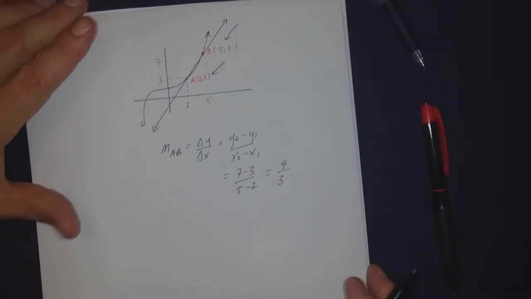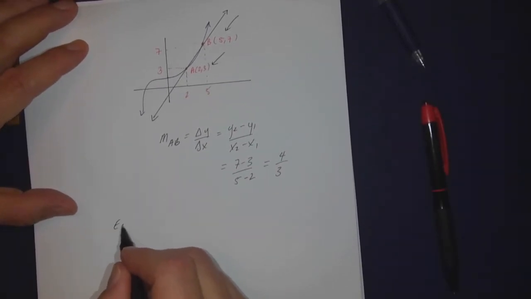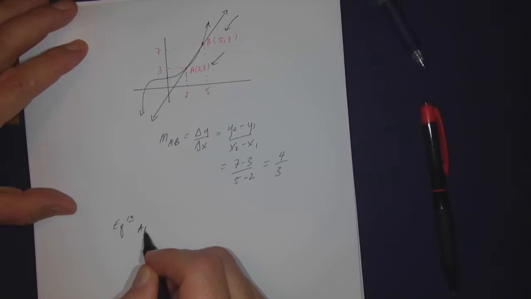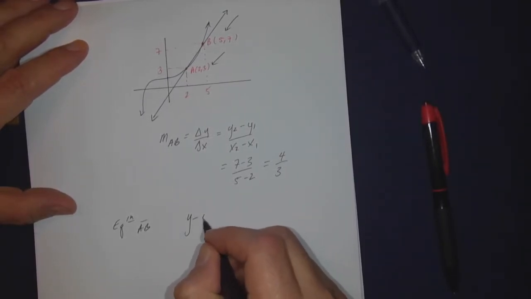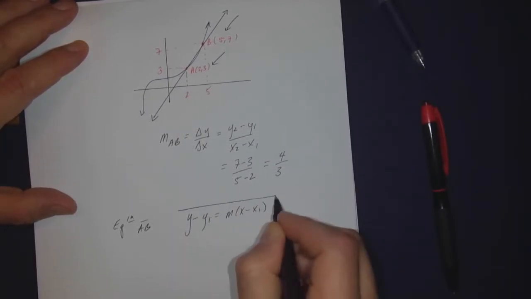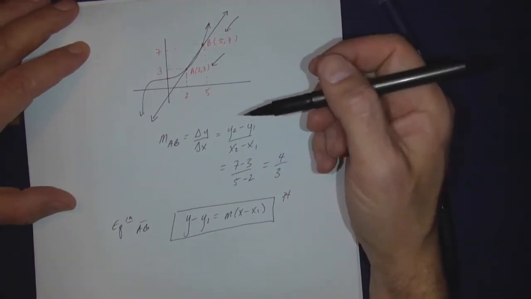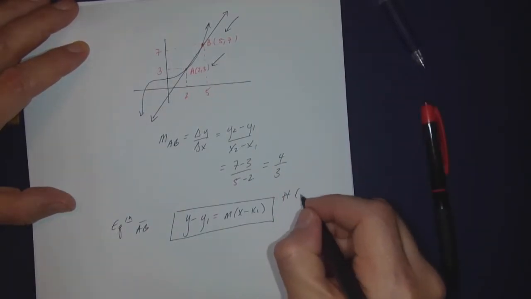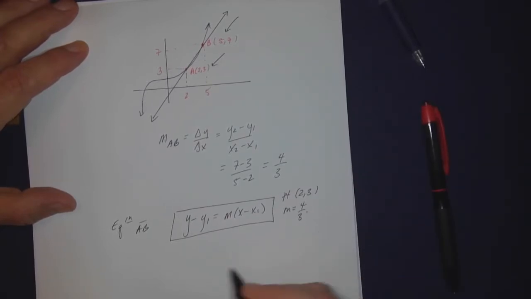And that's our slope. Now let's say we wanted the equation of AB? Well, if I want the equation of AB, I'm going to make use of my new equation. The point that I'm going to use could be either one of these points, because it can be any point on the line. So let's use 2 and 3 because it's convenient. My slope has been calculated to be 4 over 3. So there's going to be y minus 3 equals 4 over 3 x minus 2.